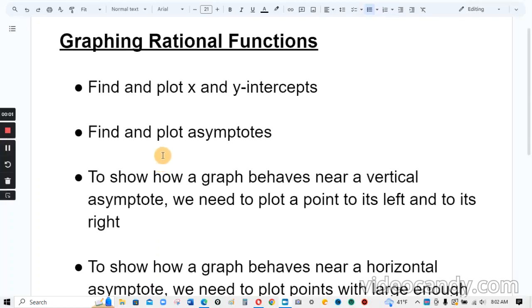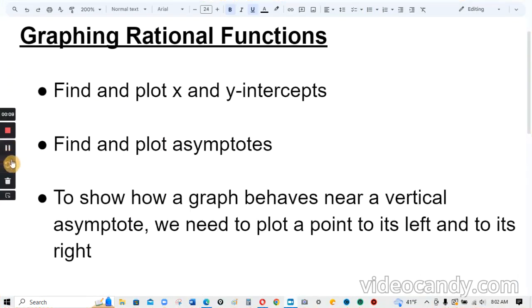All right, continuing with Chapter 8, Rational Functions. Today we are going to be graphing rational functions. So just a few major steps here for graphing rational functions. You want to find and plot the x and y intercepts. You want to find and plot the asymptotes.